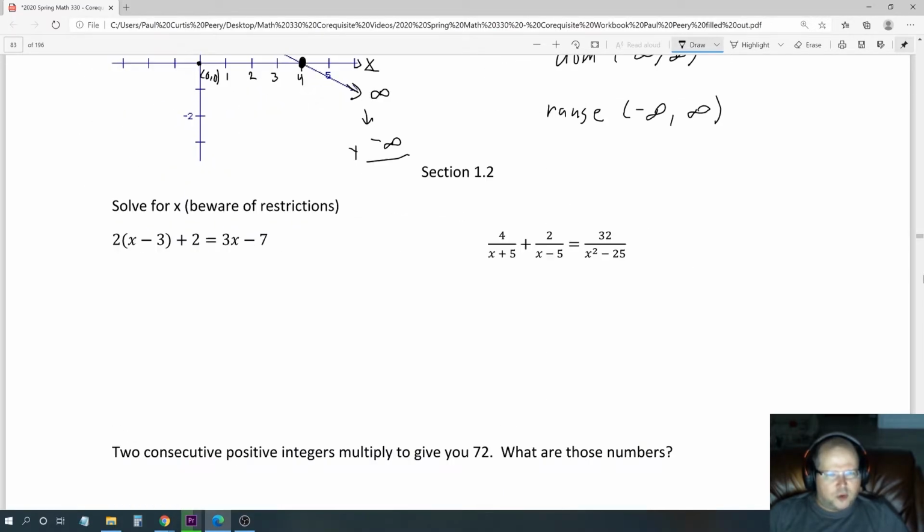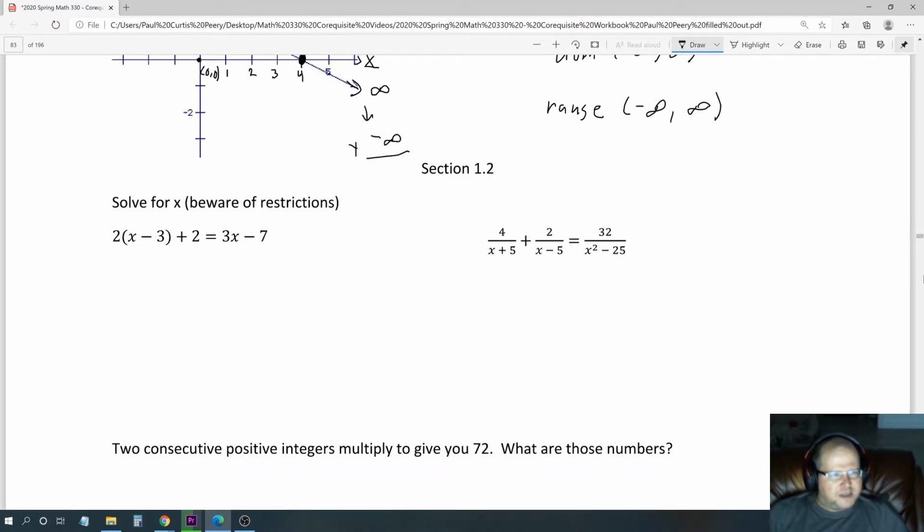All right, so section 1.2, solve for x, beware of restrictions. First thing is we would get rid of any decimals or fractions. There are no decimals or fractions, so we move on to the next step, which is, in this case, distribution.